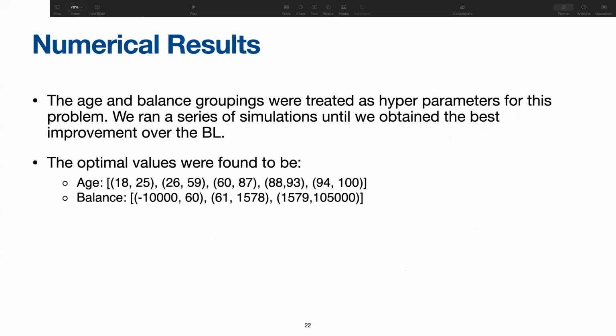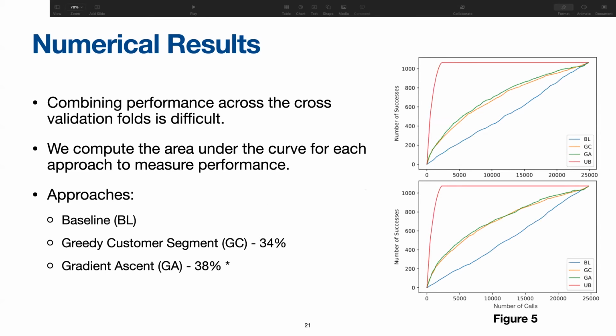Okay, so just to note as well, the age and balance groupings were treated as hyperparameters for the problem. So we had to run a series of simulations until we obtained the best improvement over the baseline. And the optimal values for age and balance we found were as follows. We have it listed there for age and balance. For age, we had 5 groupings, and for balance, there were more or less 3 groupings that led to the optimal results. One thing to mention as well, the UB, which is defined in red, denotes essentially the upper bound to the solution.